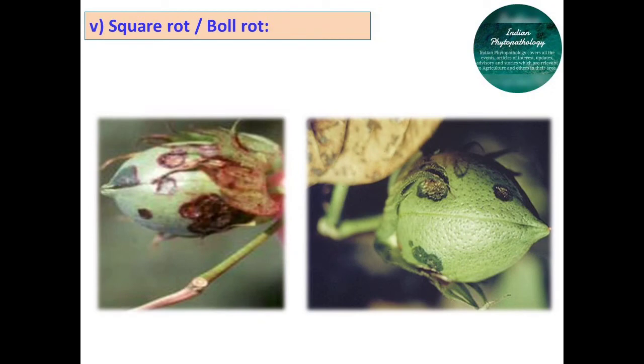The next type of symptom is square rot or boll rot. That means it causes infection to all bolls of the plants. On bolls, water-soaked lesions appear, as we have seen in the case of leaf infection, and in a later phase they turn dark brown or black, showing sunken regions and irregular spots. The infection slowly spreads to the entire boll and shedding occurs. So you can judge the severity of this disease. The yield contributing character of cotton is the bolls, and there is no cotton formation without these bolls.